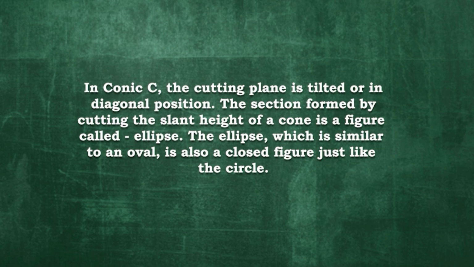In conic C, the cutting plane is tilted or in diagonal position. The section formed by cutting the slant height of a cone is a figure called ellipse. The ellipse, which is similar to an oval, is also a closed figure, just like the circle.